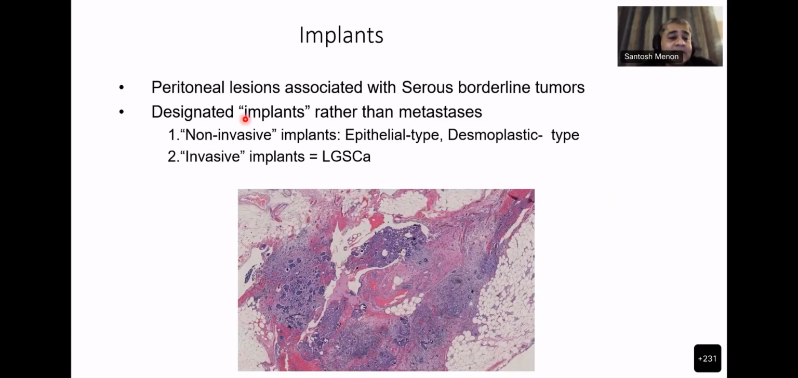They are again designated as invasive versus non-invasive. The non-invasive can be epithelial or desmoplastic with a lot of stromal response. So there are two types of non-invasive implants, and non-invasive implants basically tell you that the tumor has a more protracted course and is a good prognostic tumor.